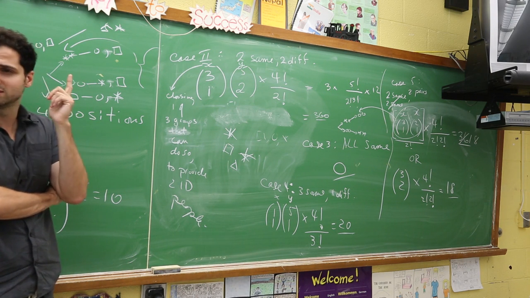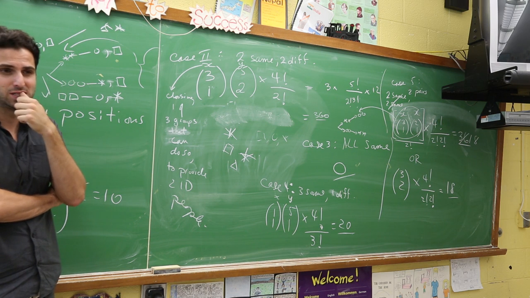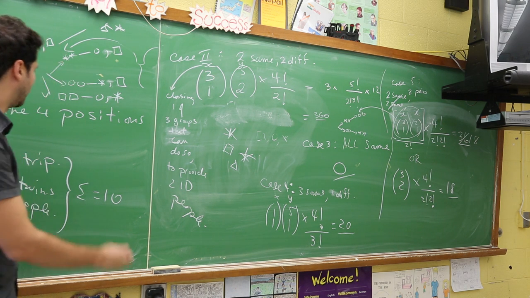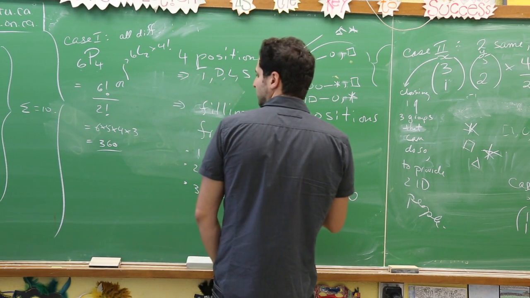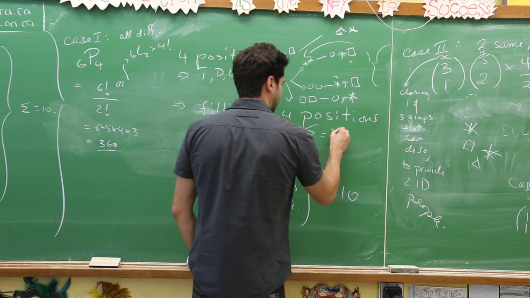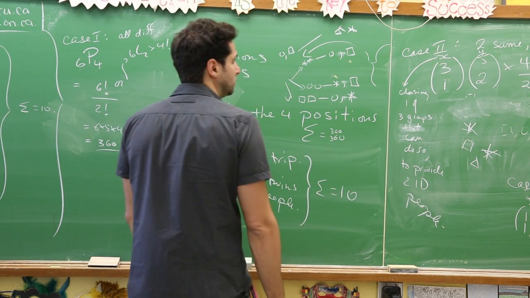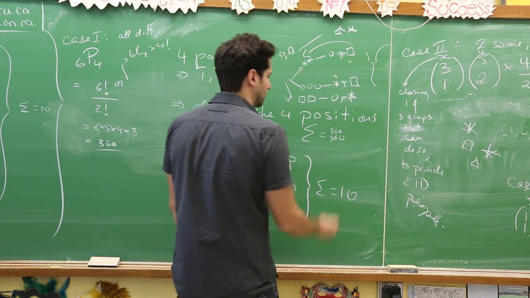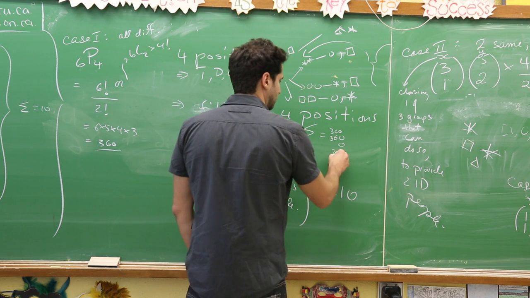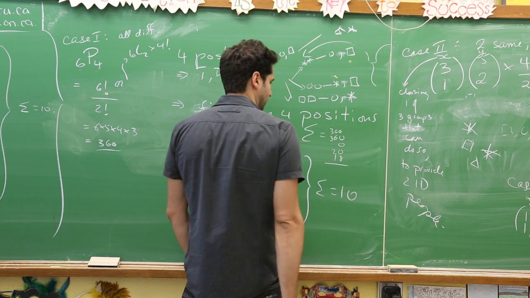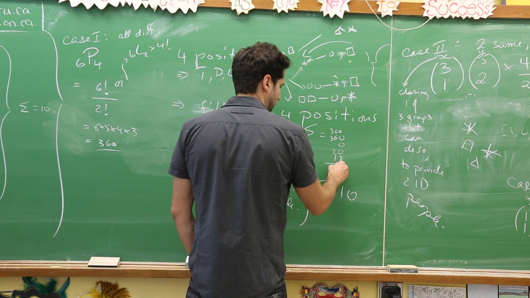Okay, so are those all the cases? We didn't miss any? Okay, so add them all up. What is the first case? 360. Case 3? 20. Case 4 was 20. 18. And what does that give us? 720, 740, 758.